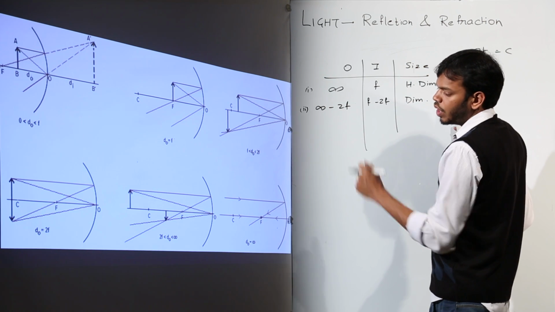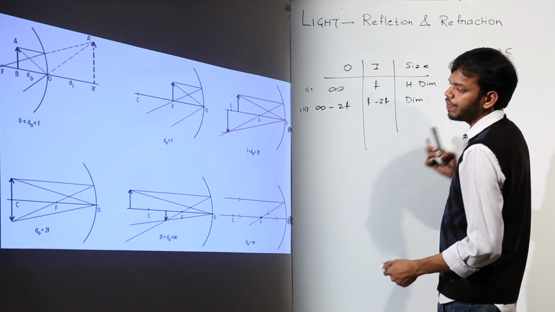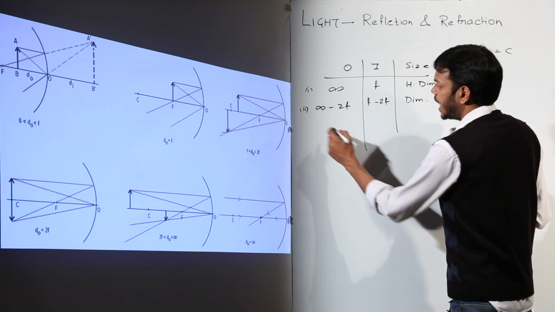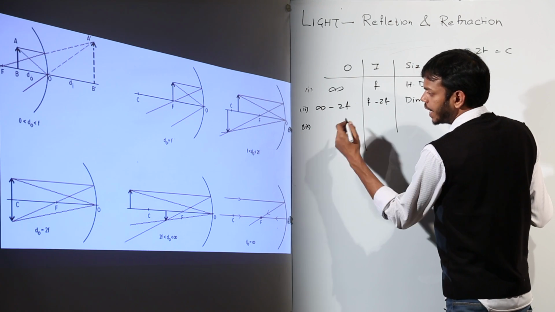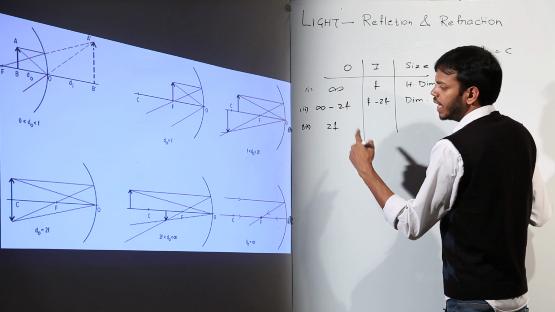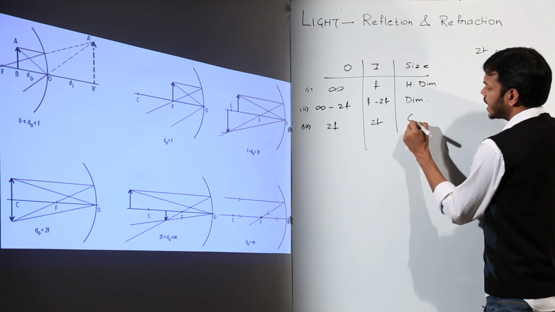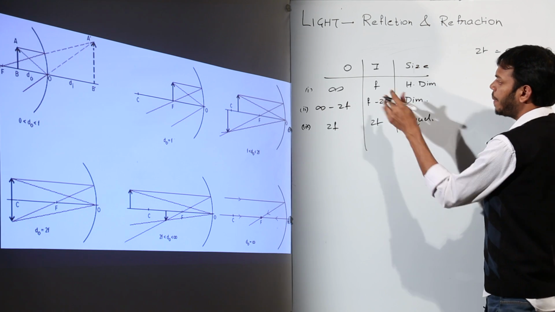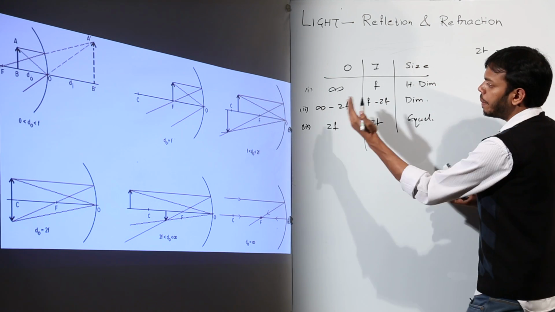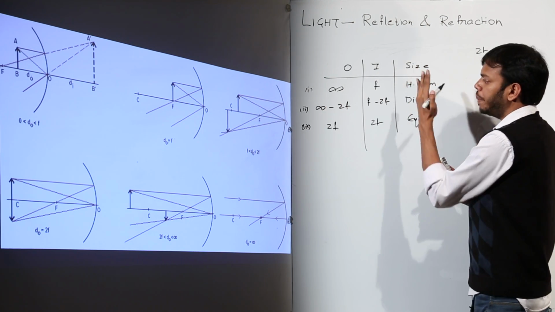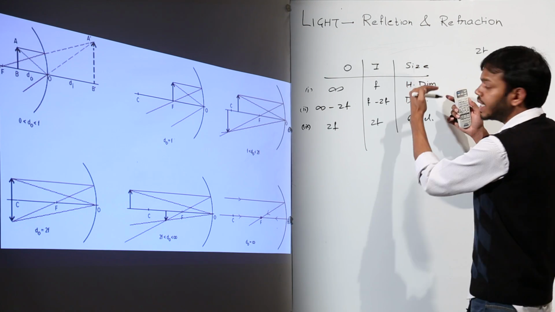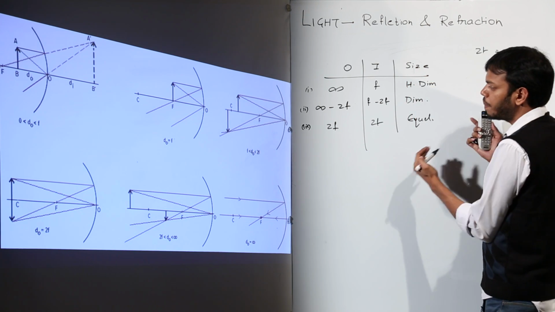Third case, the last diagram, when the object is placed at the center of curvature, that is 2f, the image is also getting formed at 2f with an equal size. So now you can see the pattern we are following. We are bringing the object closer, the image is getting farther, and the size is getting increased. This is a simple pattern.